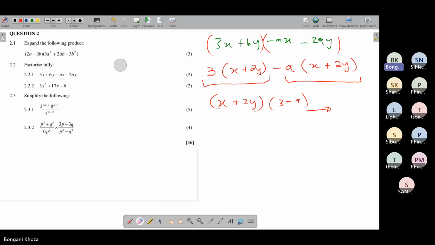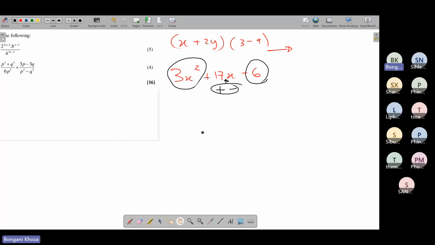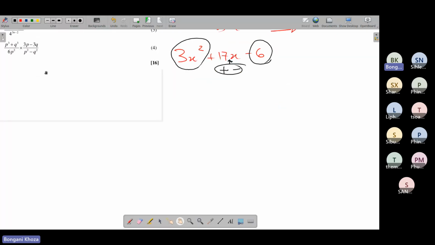No, sir. All right. 2.2.2, you're given 3x squared plus 17x minus 6. So you have 3 terms, so it's most likely to be a trinomial, right? Firstly, remember a trinomial: you are looking for factors of this term and factors of that term such that when you add or subtract them, they give you this term. So one method that I've done with you guys was this one.